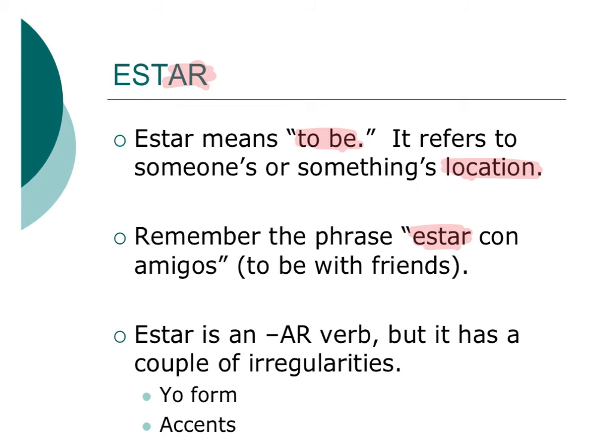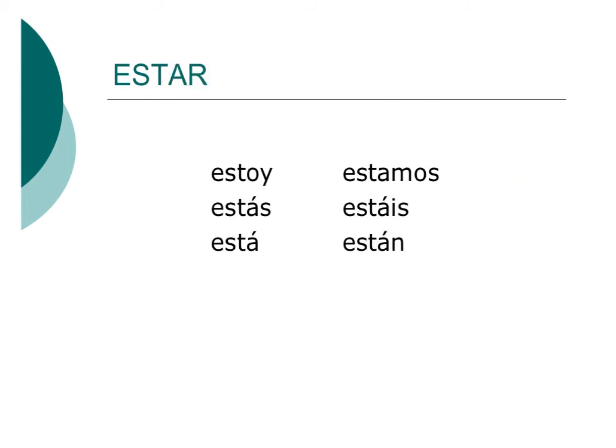Okay, but here's the thing. Estar is an AR verb, but it has some irregularities. It has two irregularities. In the yo form, it's irregular, and in some other forms, it has accent marks that are out of the pattern. Let's go ahead and take a look at those irregularities in context, in detail.